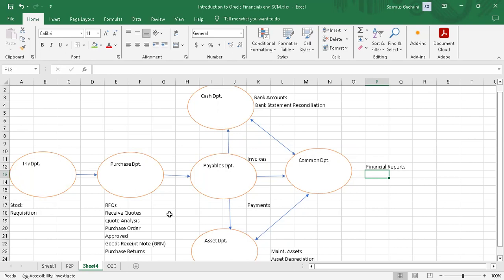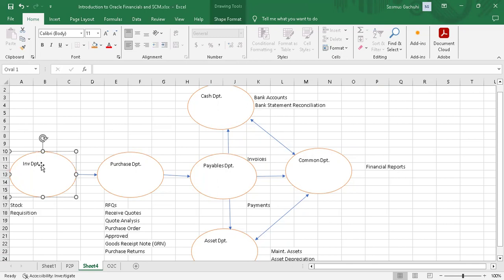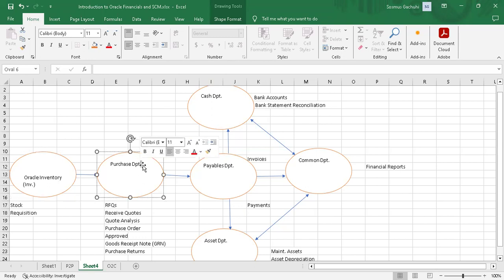So in our case today, when it comes to the application, now we shift. We will not be talking about the department. We'll be talking about the application. In the application nature of it, we have an application that we call Oracle Inventory. That is for inventory. And in short, we abbreviate it as INV. Okay, that's the application we will be working with.